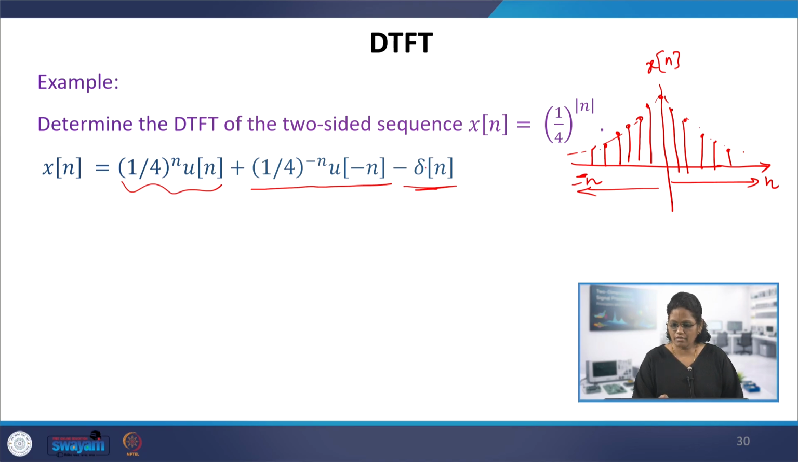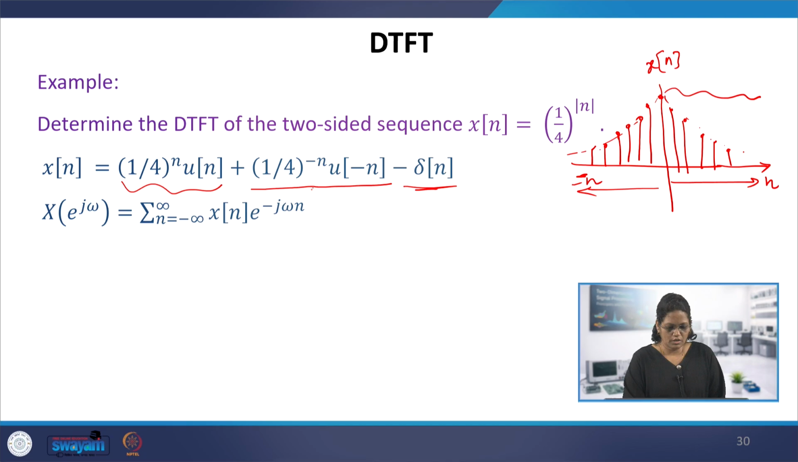So minus delta of n, because we have included the delta of n in the right-sided sequence (1/4)^n u of n. So that should be subtracted to represent this sequence. Otherwise there would be one more delta of n if you put that delta plus here. So this is the sequence. Now finding the DTFT, n is from minus infinity to plus infinity, x of n e power minus j omega n.